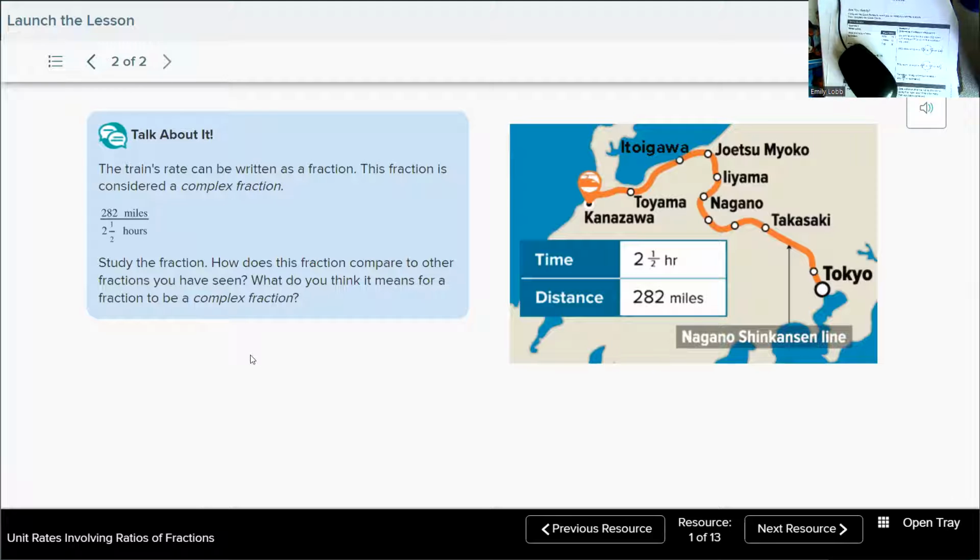Why do you think this might be a complex fraction? Well, how does it compare to other fractions you have seen? And what do you think it means for it to be a complex fraction? So talk about that at your tables for just a minute. What makes it complex? Go.